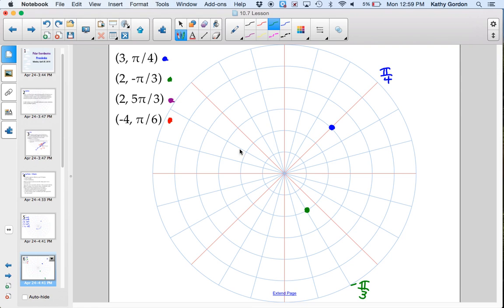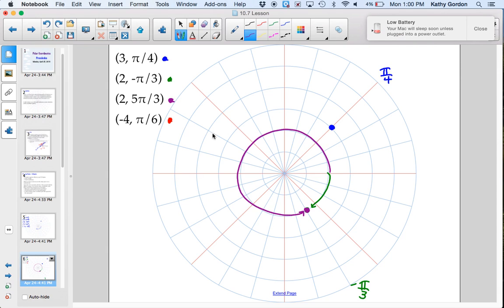Okay. What about our next one? 2 comma 5 pi over 3. Ends up being the same, but did I get there the same way? No. In the green one, I went this way to get there. As the purple one, I'm going this way around to get there. But because 5 pi over 3 ends up being coterminal with negative pi over 3, and then because it's positive 2, a positive r in both cases, I end up at the exact same point. Right there.